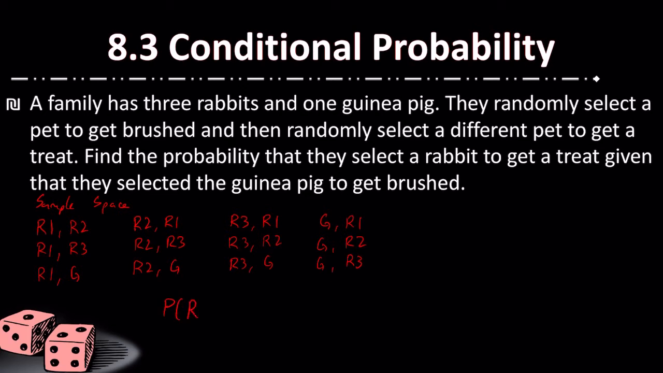Alright, so we want the probability that they select a rabbit to get the treat, given that they selected the guinea pig to get brushed. So the guinea pig was brushed, the rabbit gets a treat. So in our sample space, which ones did the guinea pig get brushed? Well, those. So that appears to be 3 options out of, how many total do we have? 12. So that's 1 out of 4, or 0.25.